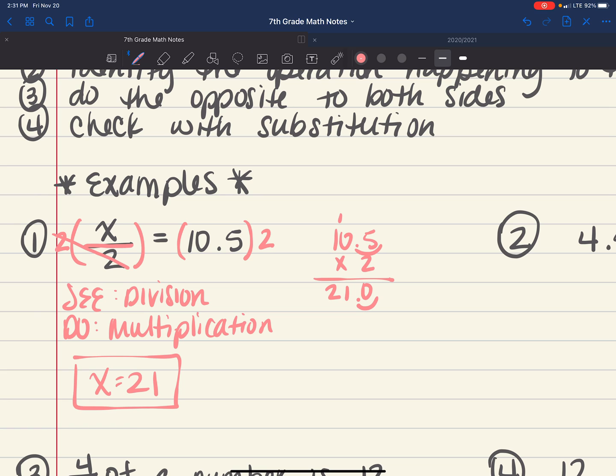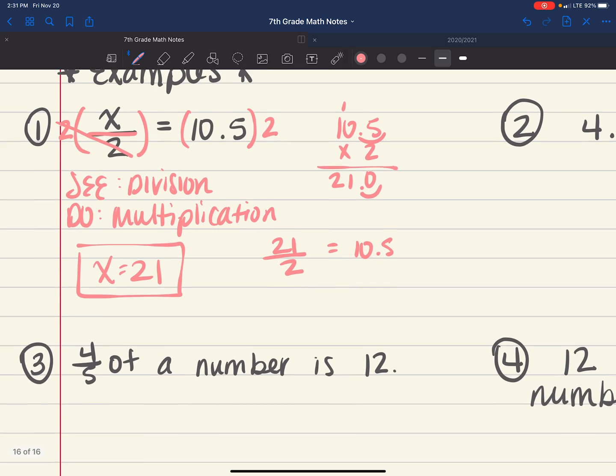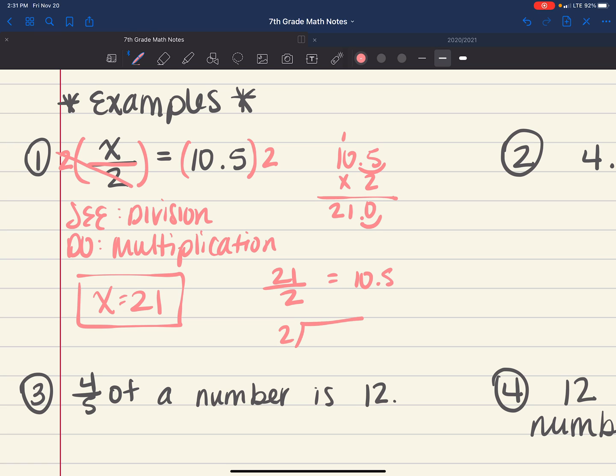Now to check it, I am going to substitute it back in for x. So 21 divided by 2 should equal 10.5. Let's check. I'm going to put 21 inside, 2 outside. 2 can go into 2 one time. 2 can go into 1 0 times. Bringing down that 0, 2 can go into 10 5 times. Well, it checks out. Therefore, 21 is my answer.